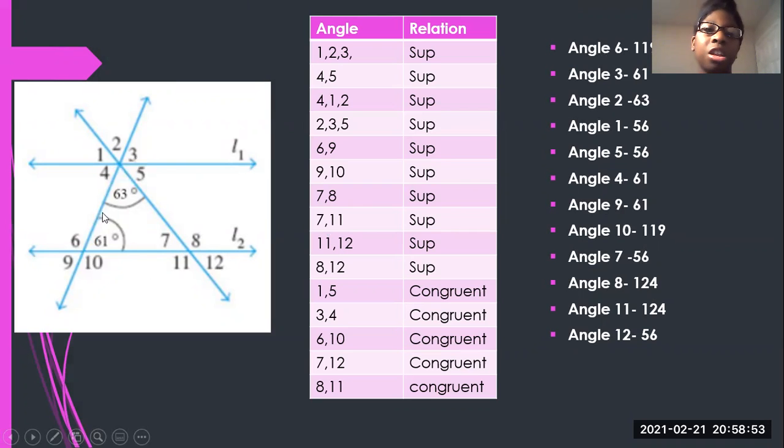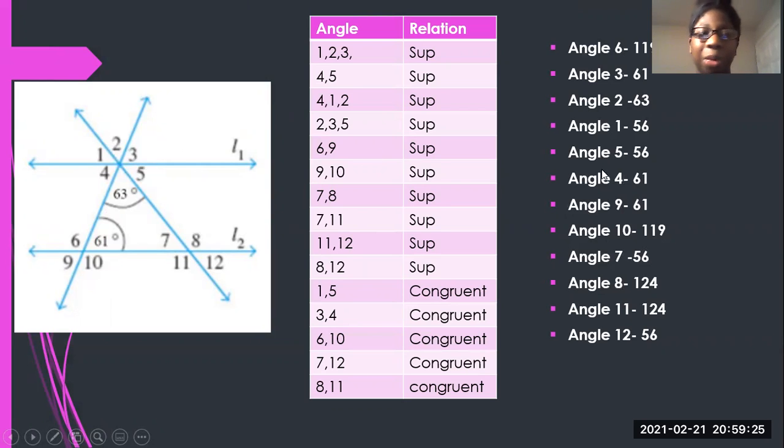Now we also need to know what else is congruent. We have 61 and 3 that are congruent as well, because 1 and 3 are congruent. So 3 will also be 61. And we also have 63 because, again, they're congruent, opposite. So then we'll have 61 plus 63, and then we'll just subtract from 180 and we'll get our answer. And these are our answers. And we'll continue because we have 63, which is 61. So this would be 61.